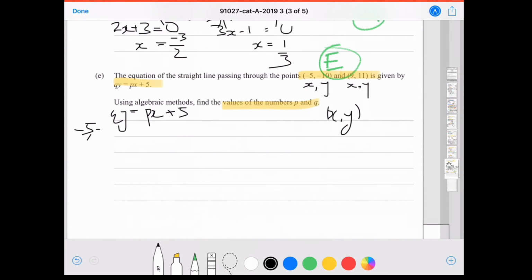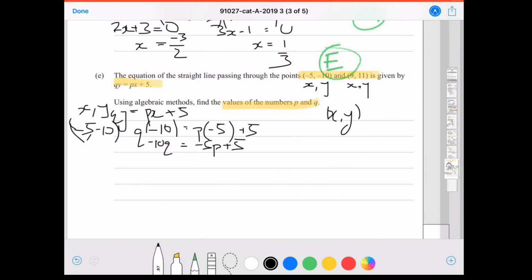So, working with this coordinate, you've got once again x and y. So we could say q times minus 10 equals p times minus 5 plus 5. And just simplifying this, clearing it all up, you've got minus 10q equals minus 5p plus 5. Okay, that's our first equation.